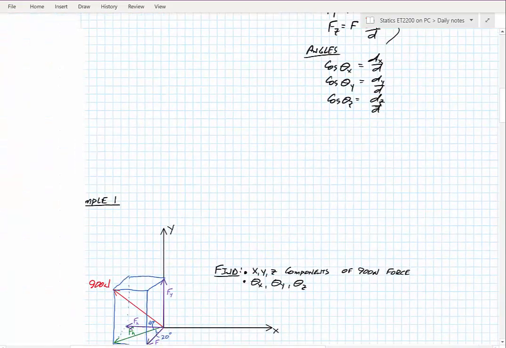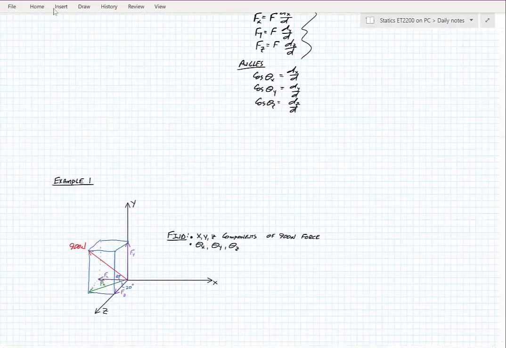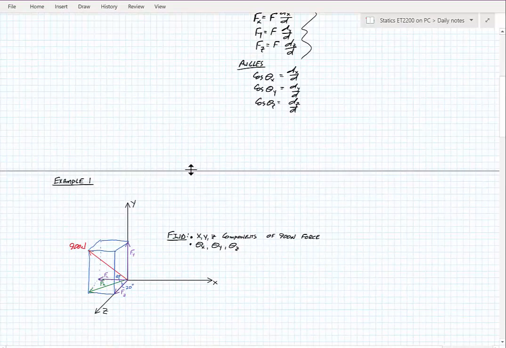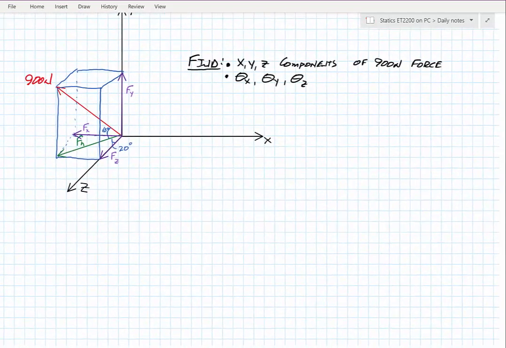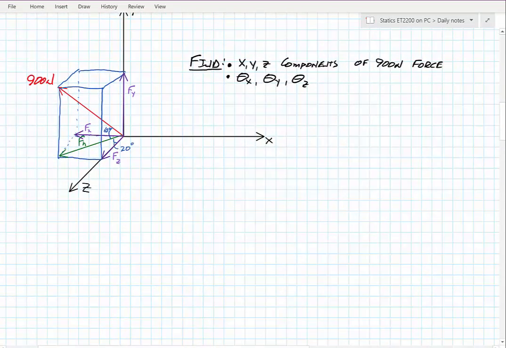So let's take a look at a short example of how I would use this angle piece, and then I will use a separate video, I think, to actually do an example of what we'll more commonly do. But if I look at this, I have a 900 Newton vector and I'm given the 65 degrees this time to the horizontal and this 20 degrees to the z-axis. Really it's just a matter of looking at what my reference point is here.